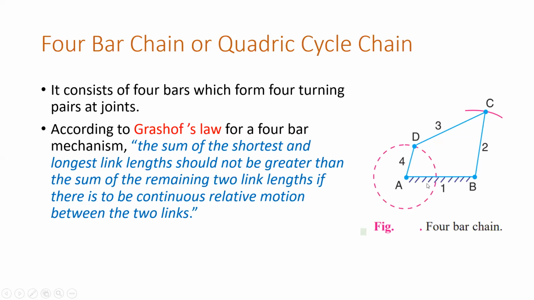So the motion between link 1 and link 4 will be of turning type. Then the motion between link 3 and link 4 will also be of turning type. All the 4 pairs are turning pairs. Now, depending on the movement of any link, they have been named.